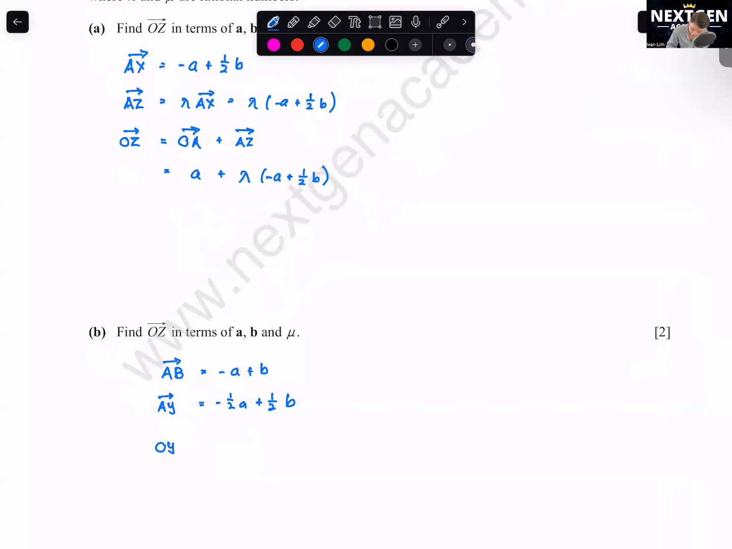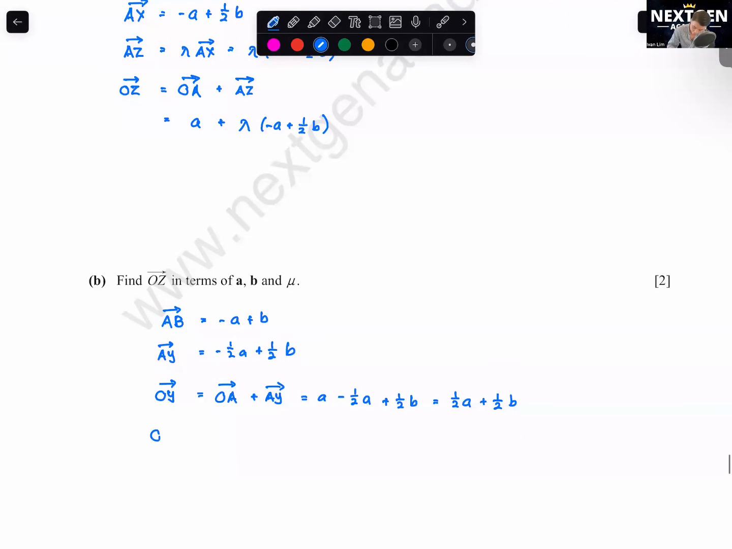OY is OA plus AY, which is A minus 1 over 2A plus 1 over 2B, which you'll get 1 over 2A plus 1 over 2B. Then here you'll get OZ equals to mu 1 over 2A plus 1 over 2B. So you do until here, you get correct already.